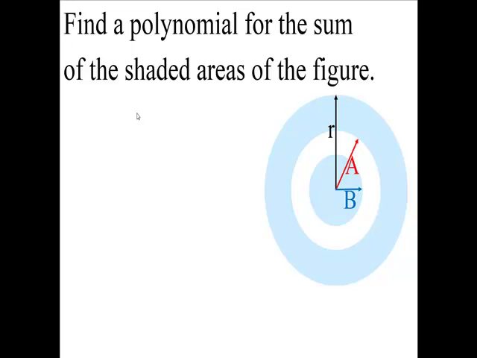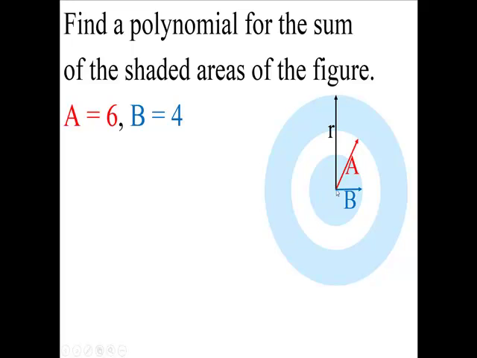Find the polynomial for the sum of the shaded areas of the figure. All right. Now, we're going to be given that A is 6. That's this length right here, is 6. And B here, this length right here, is 4.